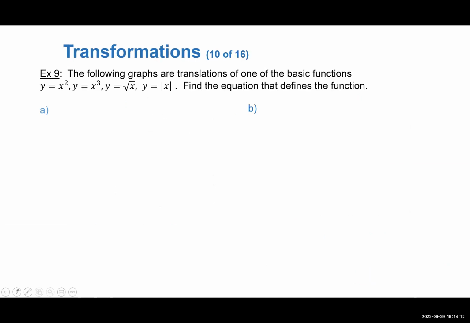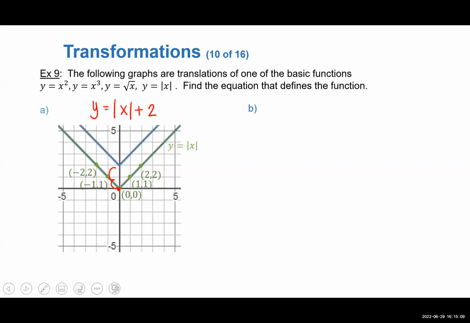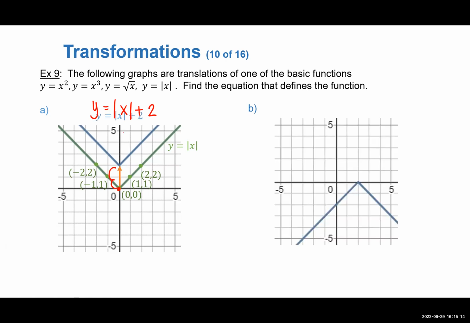All right, so example 9 is for transformations in general. We're going to take these functions and find the equation that defines each function based on the transformation. This function we know is regularly absolute value, but it looks like it has been moved from the origin up 2 units. So moving up 2 means you're going to add 2 to it. The original function has been moved up 2, so we end up with +2.